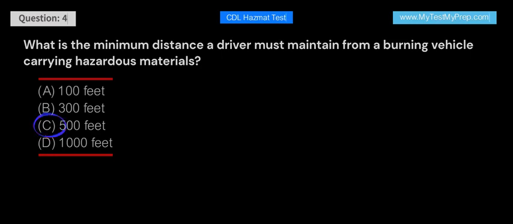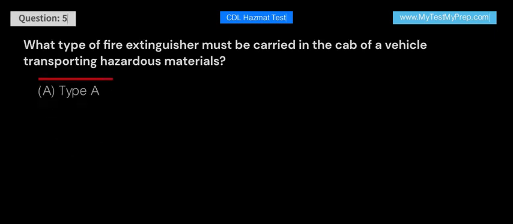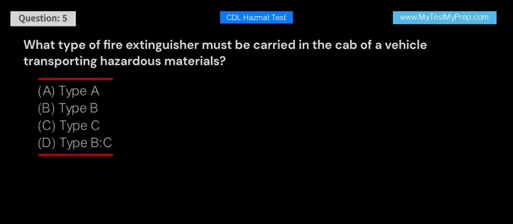Answer: C. The minimum distance a driver must maintain from a burning vehicle carrying hazardous materials is 500 feet. This distance helps ensure the safety of the driver and prevents them from being affected by toxic fumes, explosions, or other hazards. What type of fire extinguisher must be carried in the cab of a vehicle transporting hazardous materials? A. Type A. B. Type B. C. Type C. D. Type BC.